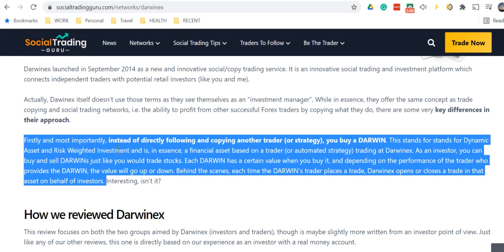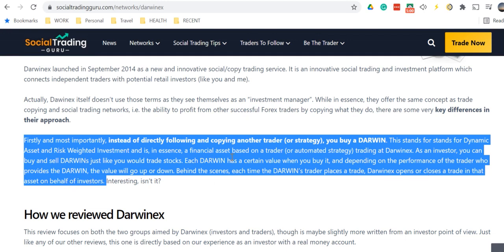Firstly and most importantly, instead of directly following and copying another trader or strategy, you buy a Darwin. This stands for Dynamic Asset and Risk-Weighted Investment, and is in essence an asset based on a trader or automated strategy trading at DarwinX. Each Darwin has a certain value when you buy it, and depending on the performance of the trader who provides the Darwin, the value will go up and down.